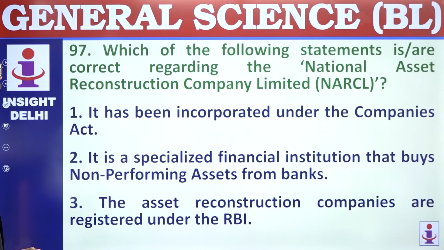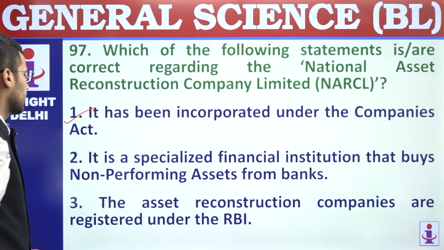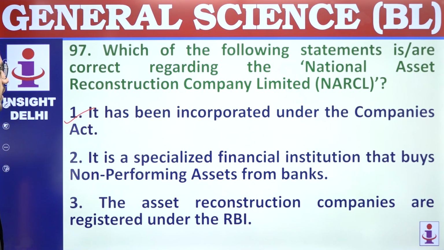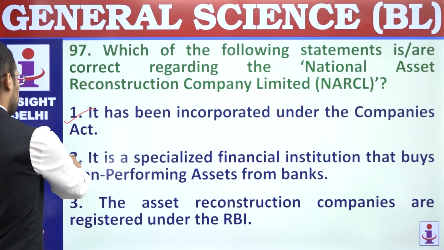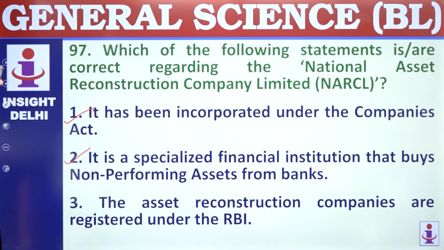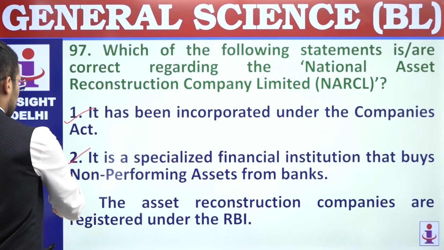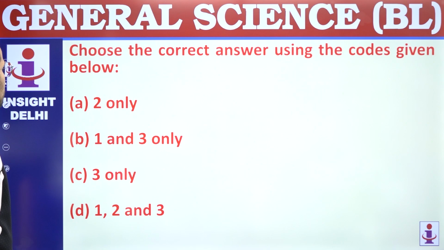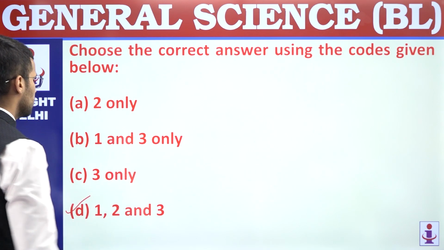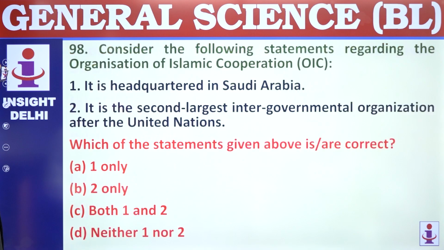97. Which of the following statements are correct regarding the National Asset Reconstruction Company Limited? First, it has been incorporated under Companies Act. Correct statement. Second, it is a specialized financial institution that buys non-performing assets from banks. Correct statement. Third, the asset reconstruction companies are registered under the Reserve Bank of India. Correct statement. So all these three statements are correct, hence answer is D. So question number 97, answer is D.